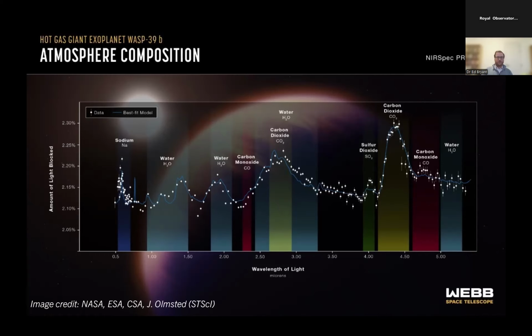And so this is an example for a gas giant, WASP-39b. You can see this is showing on the y-axis how much light has been blocked out as a function of the wavelength. And so you can see these peaks due to different molecules in the atmosphere. This large peak here is due to carbon dioxide in the atmosphere of the planet. There are some signs of water as well in the atmosphere of this planet.